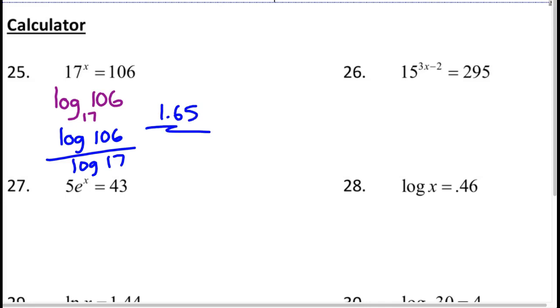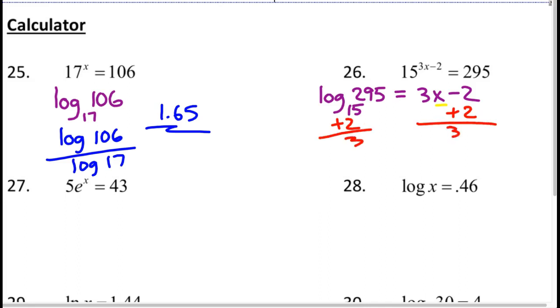Okay, next same question, but we got a little stuff to undo after we rewrite it. So we rewrite this one as the log of 295 base 15 equals 3x minus 2. Okay, but I want to solve for x, right? So I got to get rid of some stuff. So I want to get rid of the 2, so I add 2 to both sides. And then I want to get rid of the 3, so then I'm also going to divide both sides by 3. And so when I clean that all up, I'm going to have x is equal to the log of 295 base 15 plus 2, all that divided by 3.